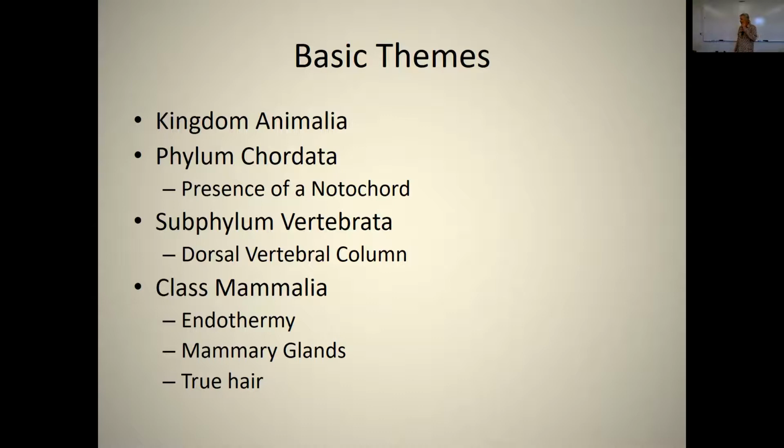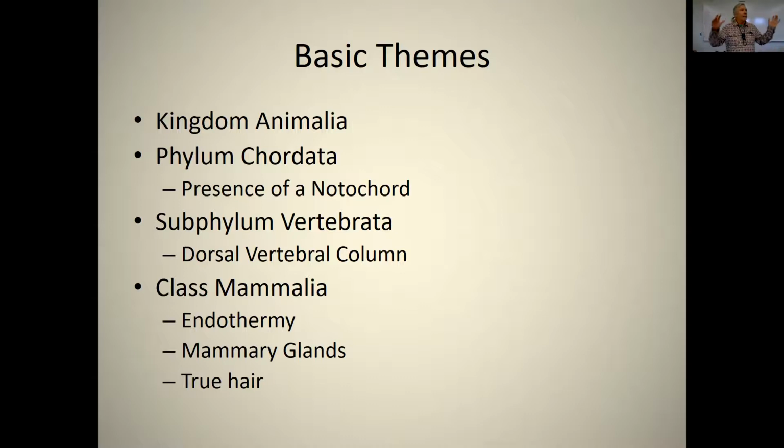So we are kingdom Animalia, and the kingdom is divided up into phyla, the next lower, more exclusive category. And we're in the phylum Chordata. If you were an insect, you'd be in the phylum Arthropoda. If you're a starfish, you'd be in the phylum Echinodermata, lots of phyla. So we're in the phylum Chordata, which means we have the presence of a notochord.